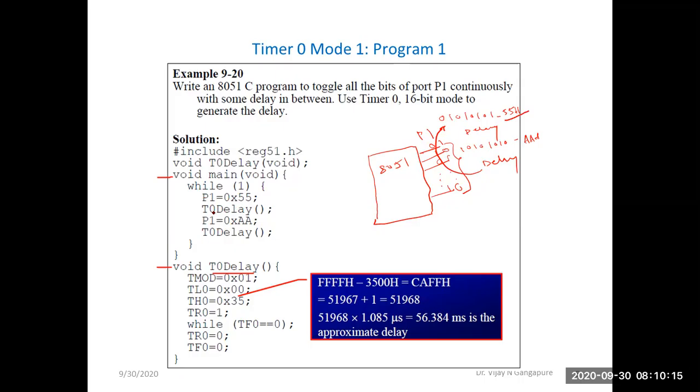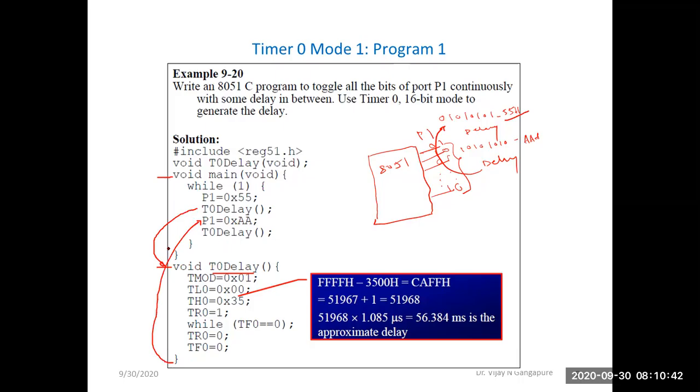After that, we are calling this T0 delay function. After this, control will pass to the T0 delay function. Because we are calling this function here, control will go there and execute the function, and after execution of the last instruction, control comes back from there and goes to the next instruction below the t0 delay function call.